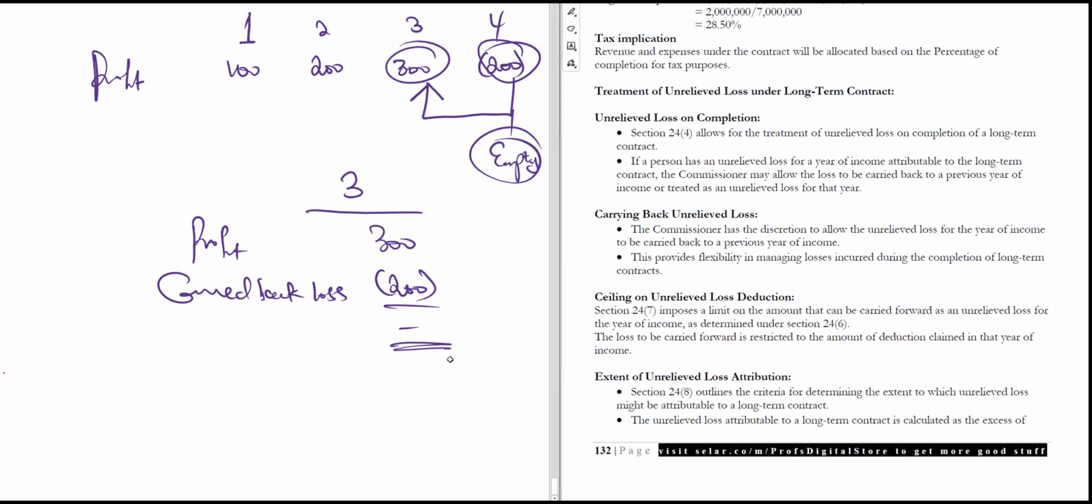Now, the law imposes a limit on the amount that can be carried forward as an unrelieved loss for the year of income, right? The loss to be carried forward is restricted to the amount of deduction claimed in that year. So assuming the loss that we saw in year 4 was 600, how much of the loss can we carry back?